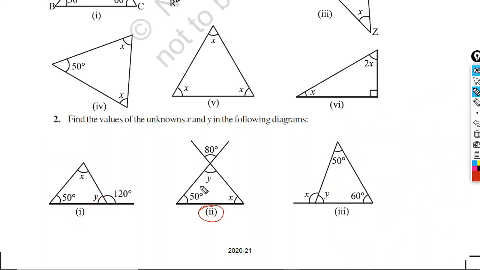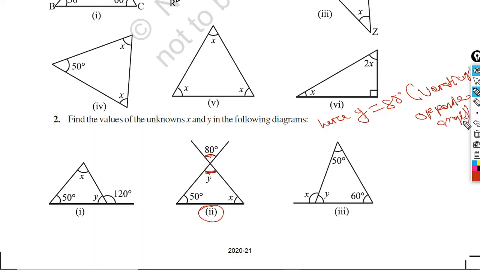Now in part II, here we have, look at the figure, 80 degree and y. Here 80 degree and y will be the same. You will write that y equals 80 degree. Why? Vertically opposite angle. Now we got y equals 80.